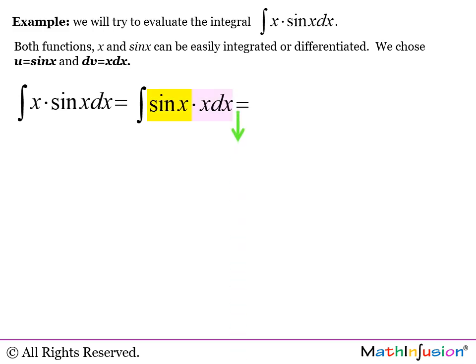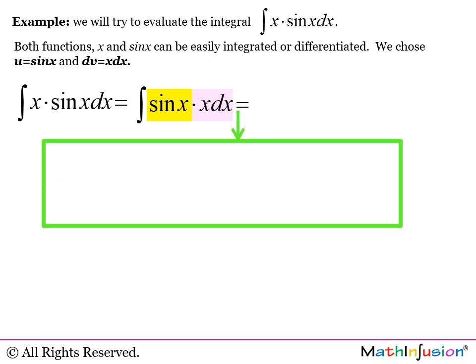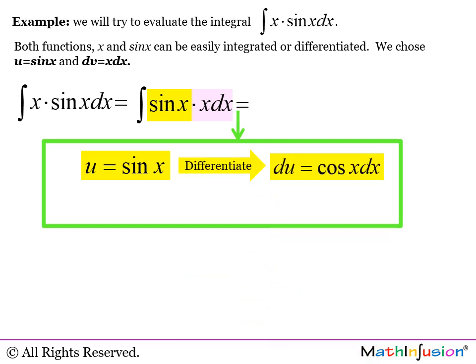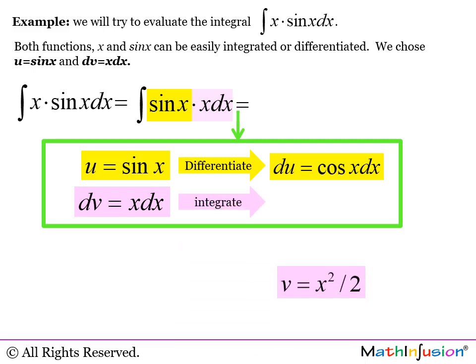So now let's do the process, at least start to do the process. u equals sine x, which needs to be differentiated, and I get that du is cosine x dx. dv equals x dx, which needs to be integrated, and I get that v is x to the power of 2 over 2.